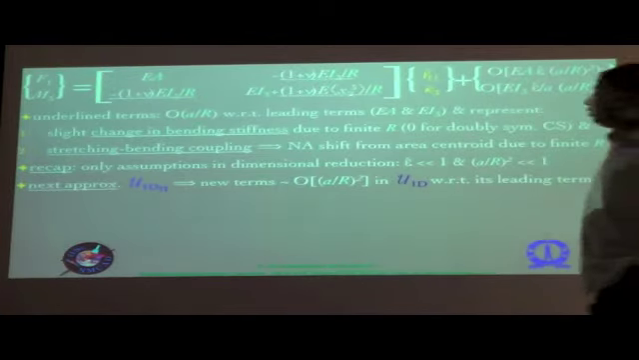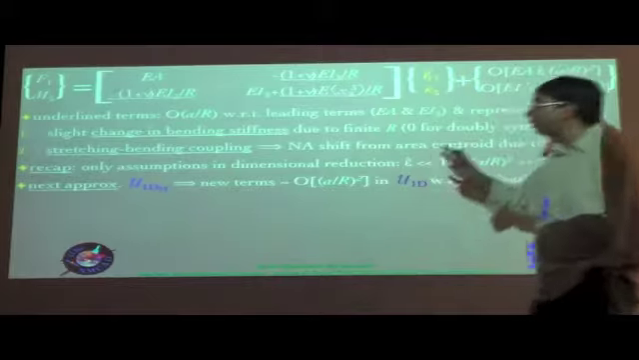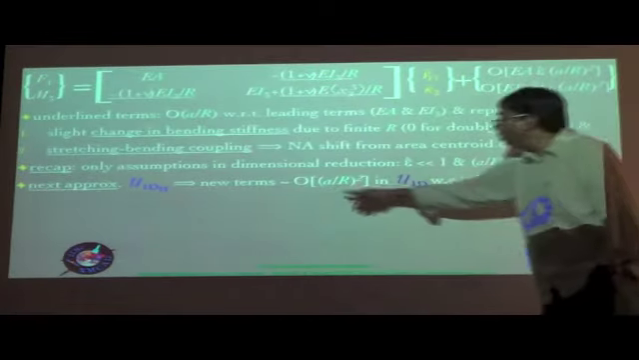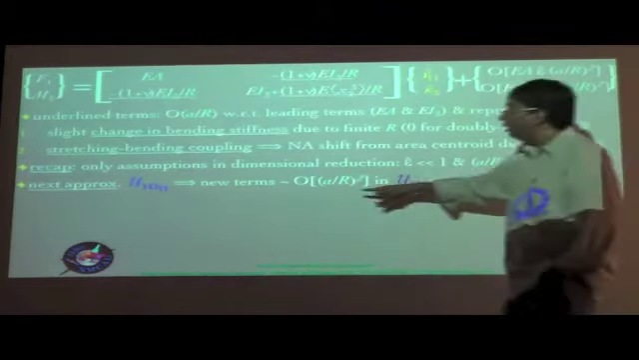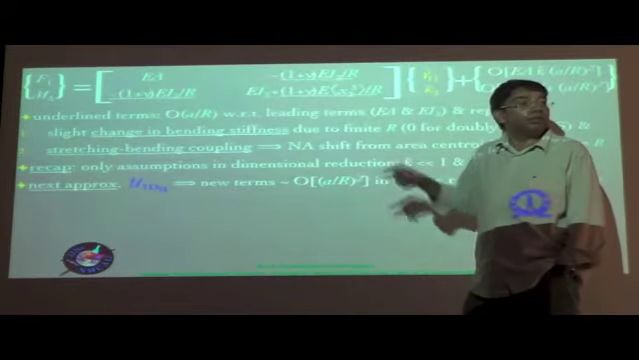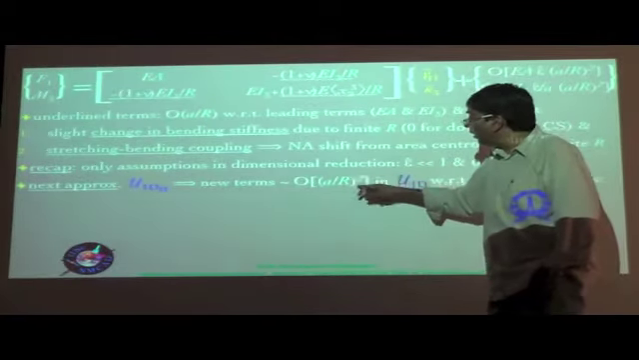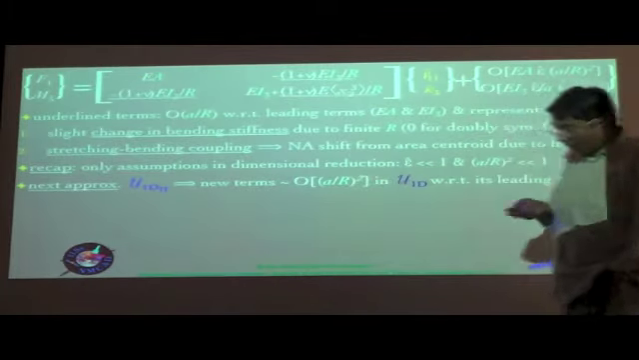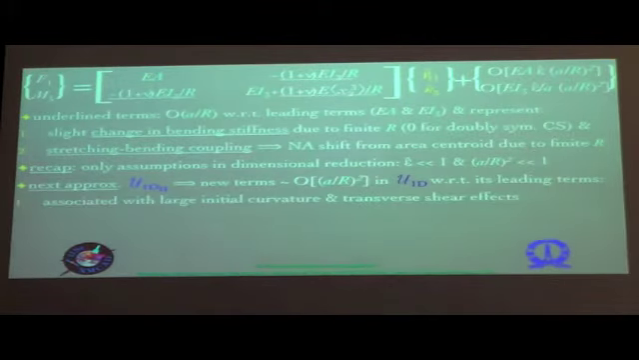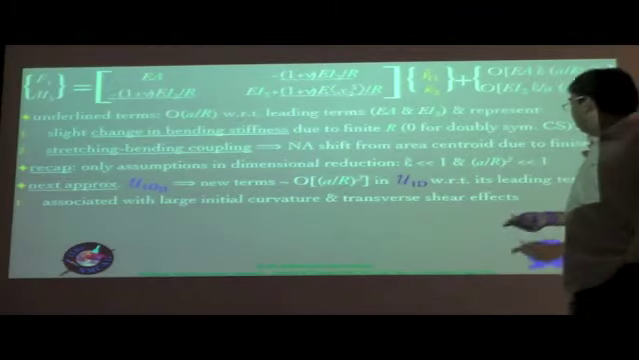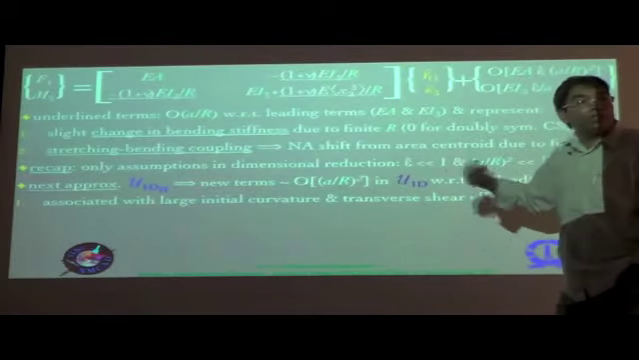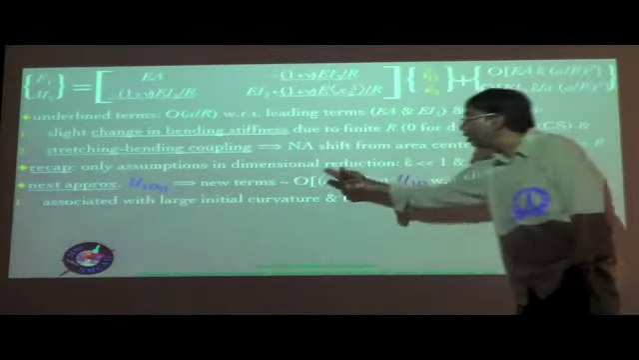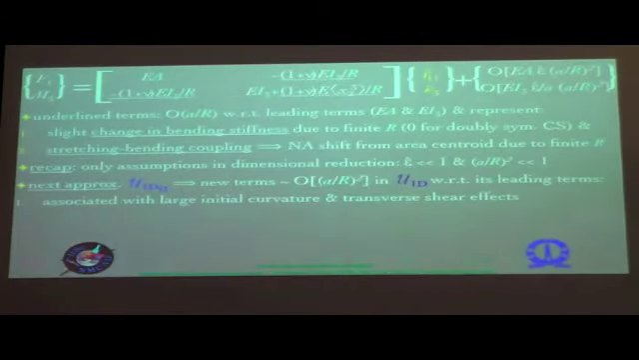So the next approximation would be U1D2. We're not going to do that, of course, but new terms would be approximately of order A by R whole squared in U1D with respect to its leading terms. Whereas here we got terms which are A by R with respect to the leading terms, right? So we'll go to the next level. If we do, then it would be A by R squared with respect to the classical terms. So the new, additional terms in the energy would be associated with large initial curvature and transverse shear effects.